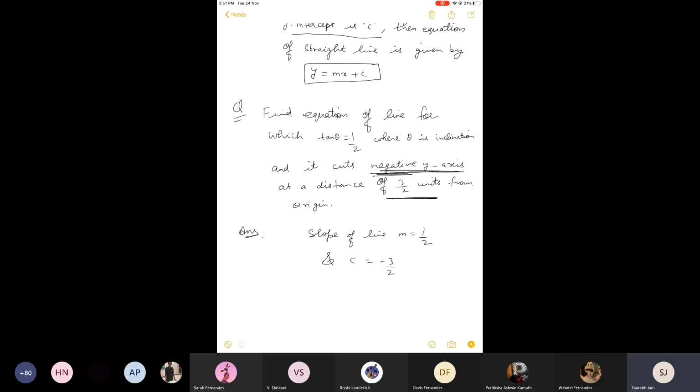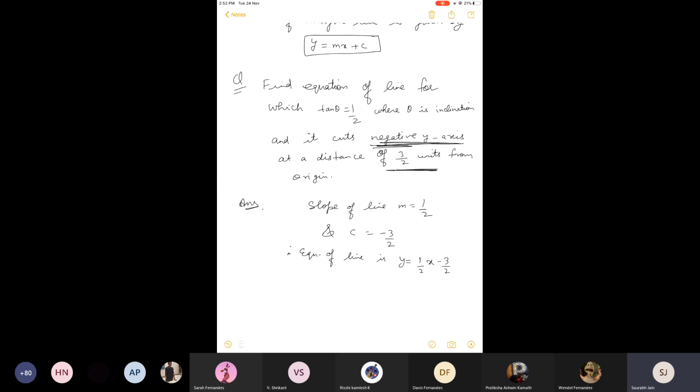What sign you will take? Minus. So what is the equation of line? Equation of line is y equals, in place of m you will put half, in place of c you will write minus 3 by 2. Now when you solve this equation, you want to simplify it further. Ultimately it will change to linear equation in two variables: minus x plus 2y plus 3 equal to 0, because ultimately all the equations change to the general form. So remember this thing. You have to take care of the sign also, whether you have to use positive value or the negative value.